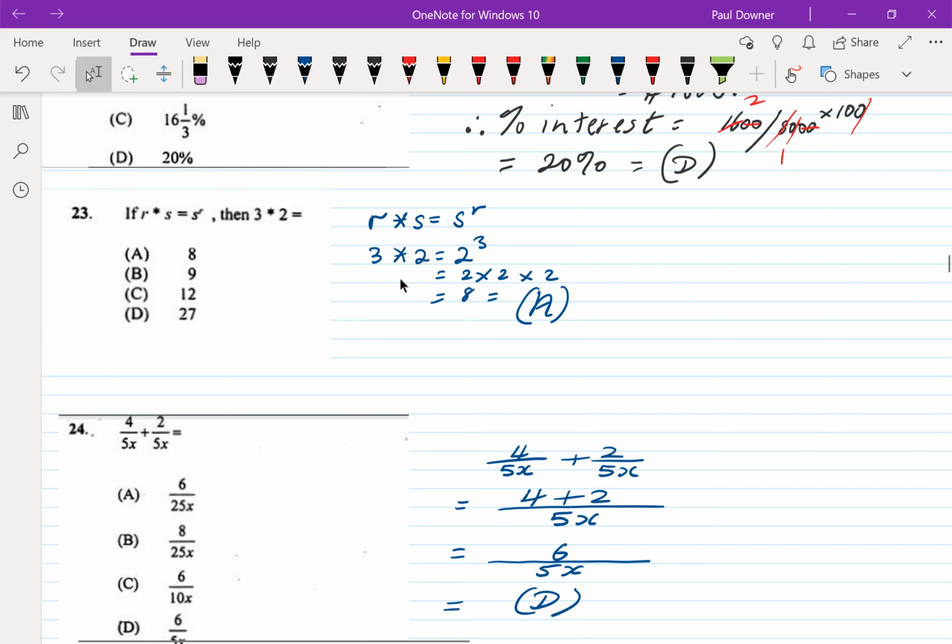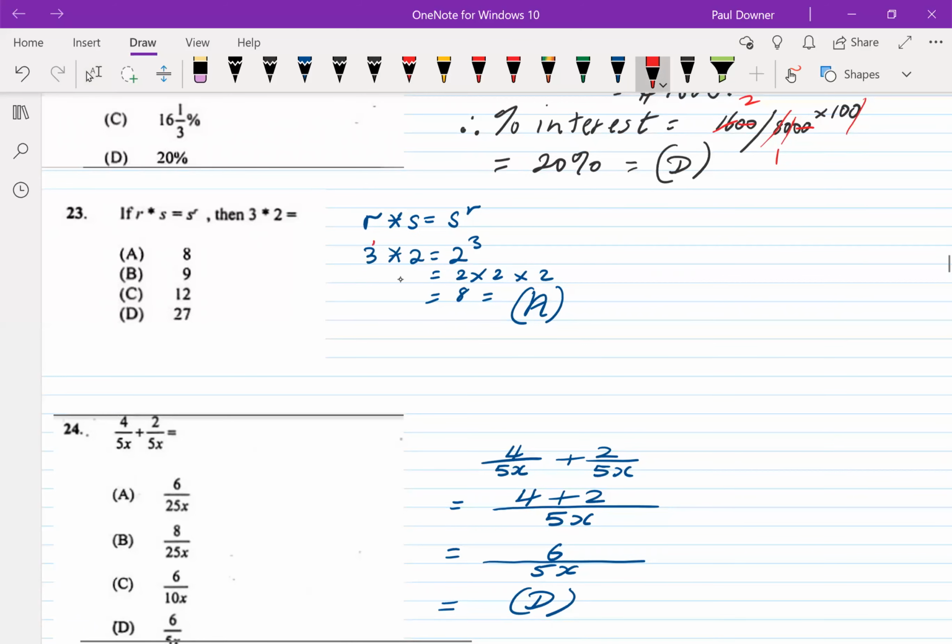Well, in these cases, the 3 replaces the R and the 2 replaces the S. So wherever I see R, I'm going to put 3. So right where I'm seeing R there, that has to be 3. And right where I see S here, that has to be 2. Okay, so it becomes 2 now to the power of 3. What is 2 to the power of 3? It means 2 by itself 3 times. 2 by 2 by 2. 2 by 2 is 4. 4 by 2 is 8. 8 corresponds to answer A. So the answer is E.